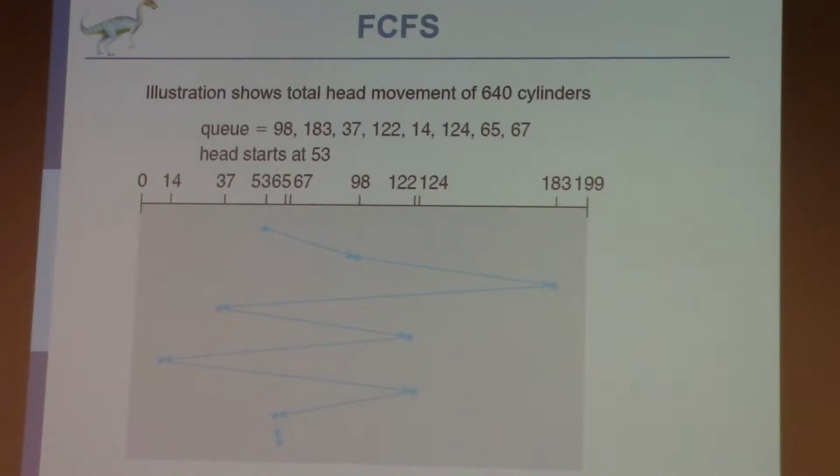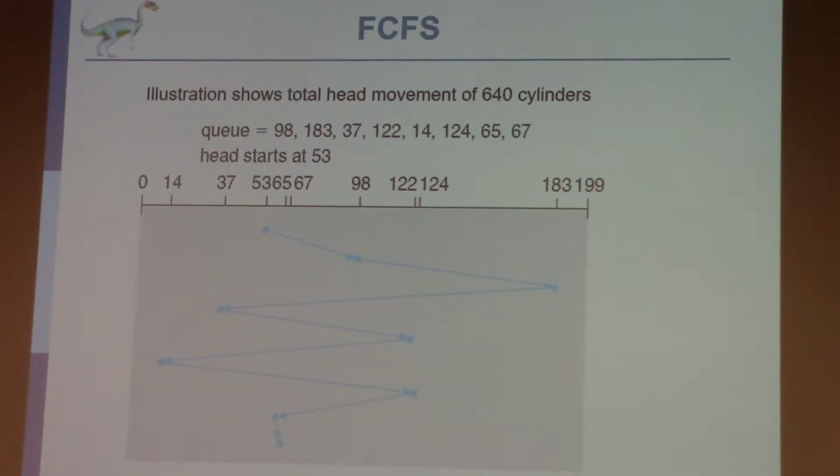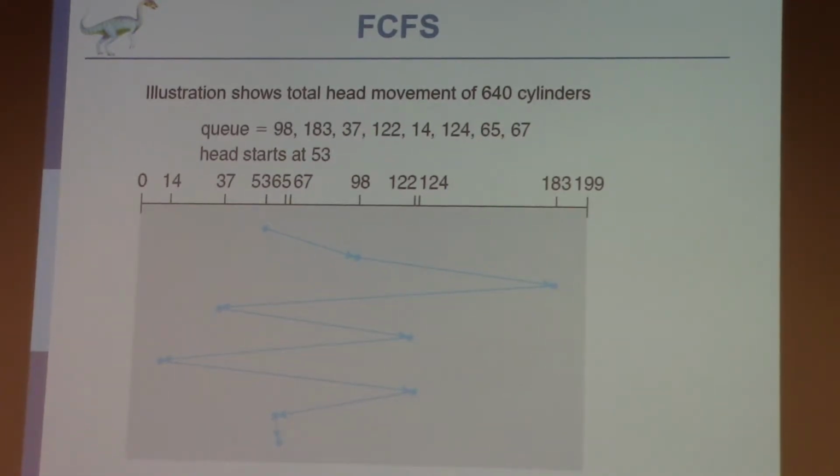Okay, then read the data first, 98. So the head needs to move a little bit, right? So to 98, and then to read the next request, 183, it moves to 183. So the head is moving. Then the next one is 37, backward, and so on. So we can add up all the trajectory of the blue line. That will be 640. It's just a simple algorithm. So first come, first serve. Okay. Any question? No. Then, do you think that it's the efficient way? Probably not. So think about the elevator.